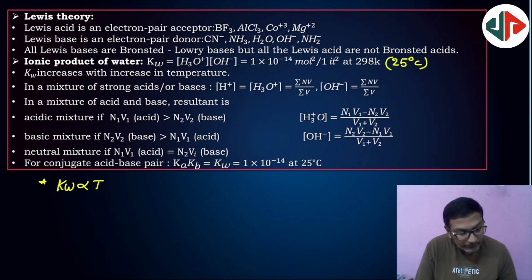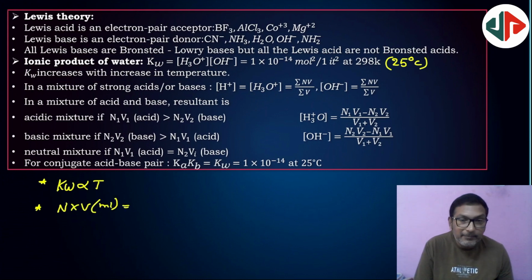Next, so in a mixture of strong acids or strong bases, H plus equal to H3O plus, that is summation of N into V by summation of V. Or in case of bases, OH minus equal to summation of N into V by summation of V. So here N into V is milli equivalents. Normality into volume in ml is milli equivalents. Very, very important. You can calculate milli equivalents.